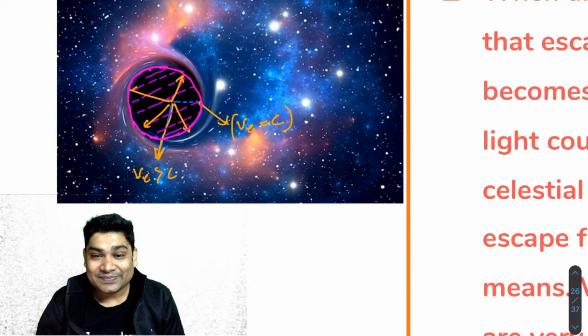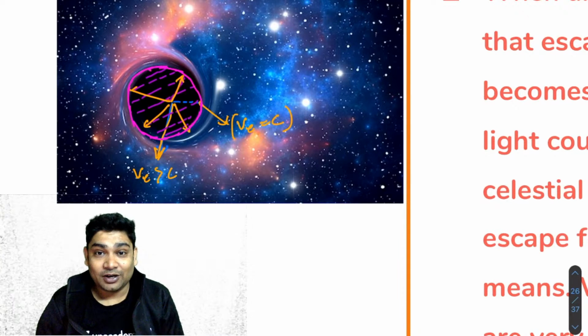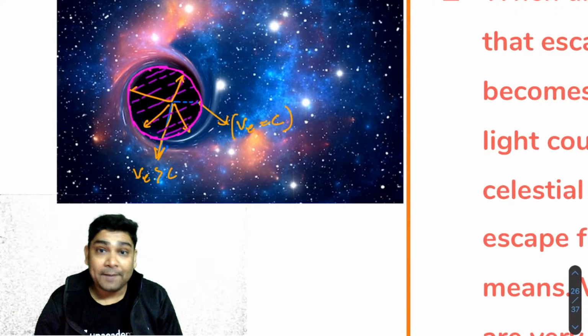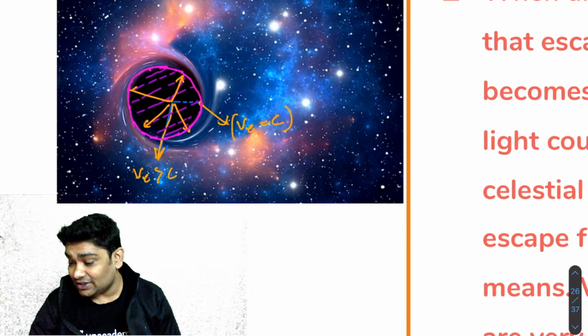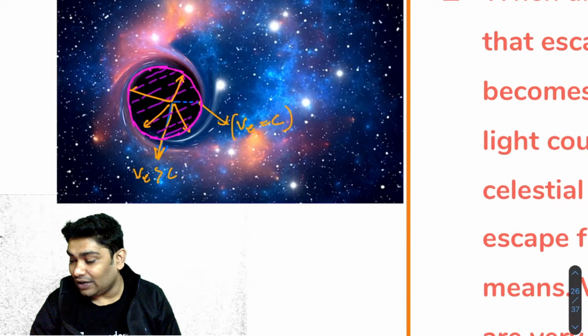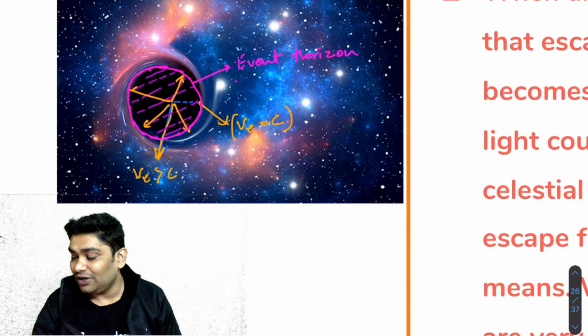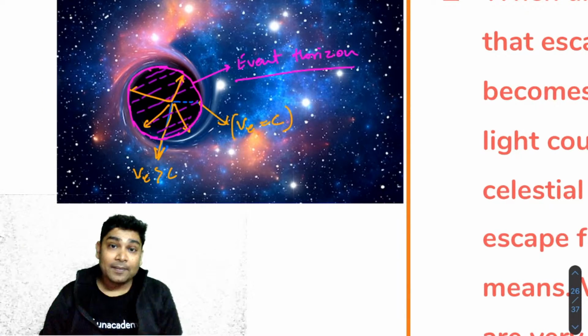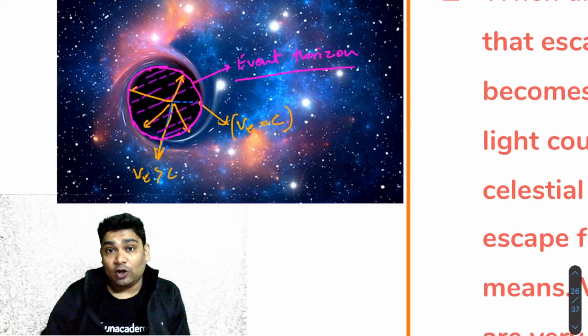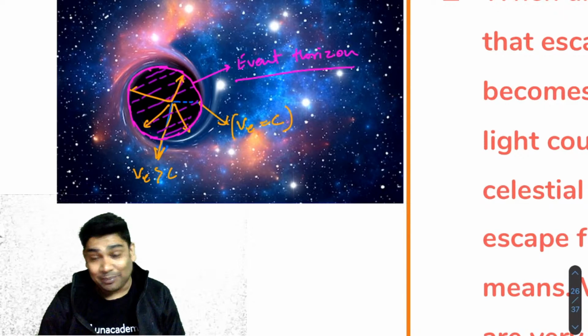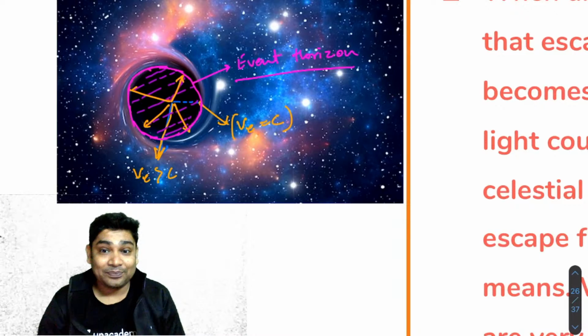And that is the reason why you see this entire region as black. Okay, now the boundary of this is called event horizon. This is called event horizon, the boundary of the region beyond which the escape velocity starts becoming greater than c is called event horizon. So anything beyond event horizon can never be seen.